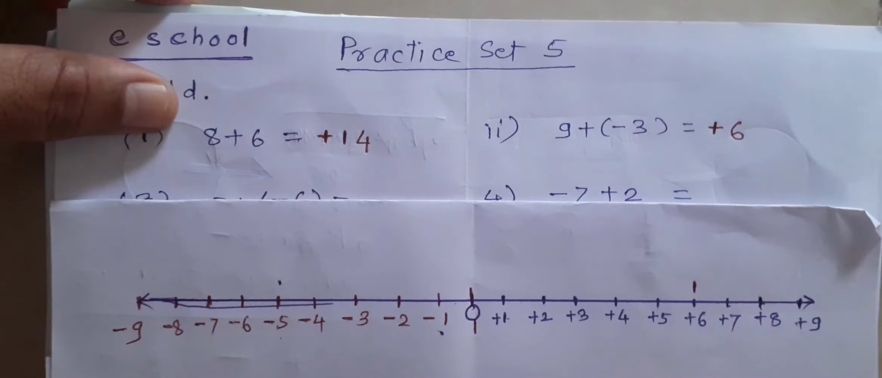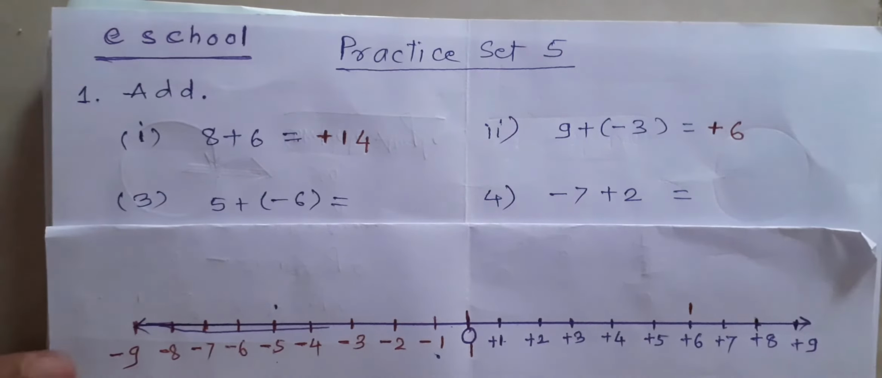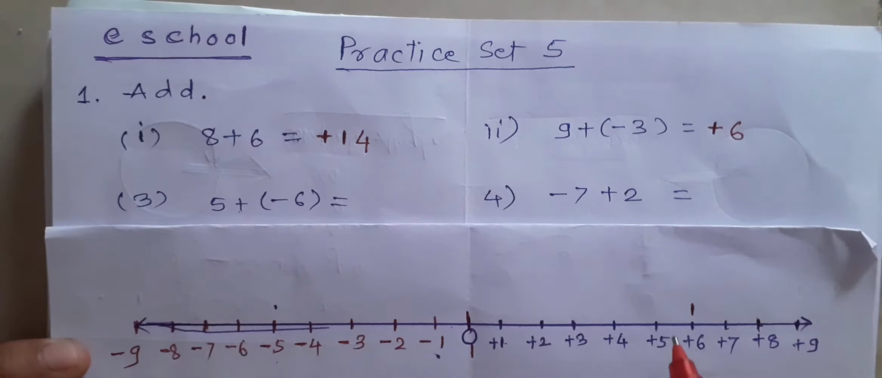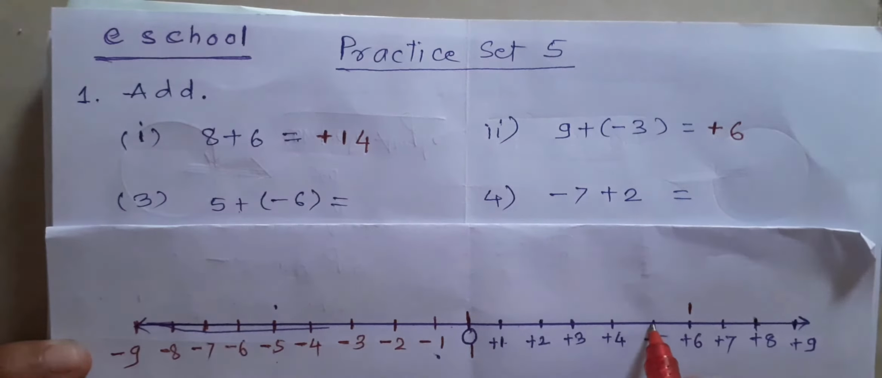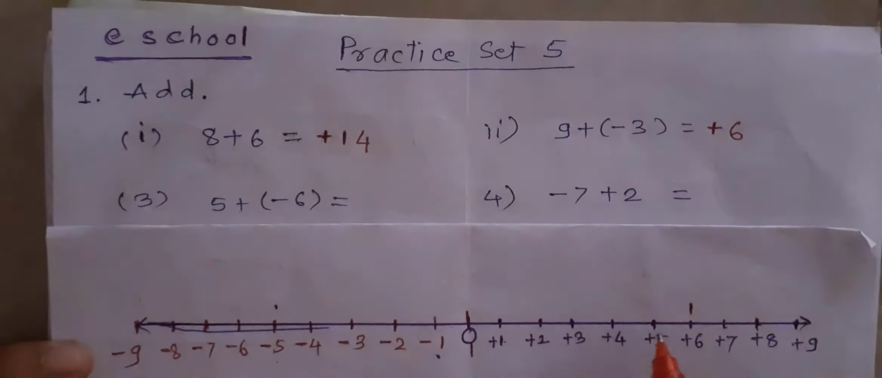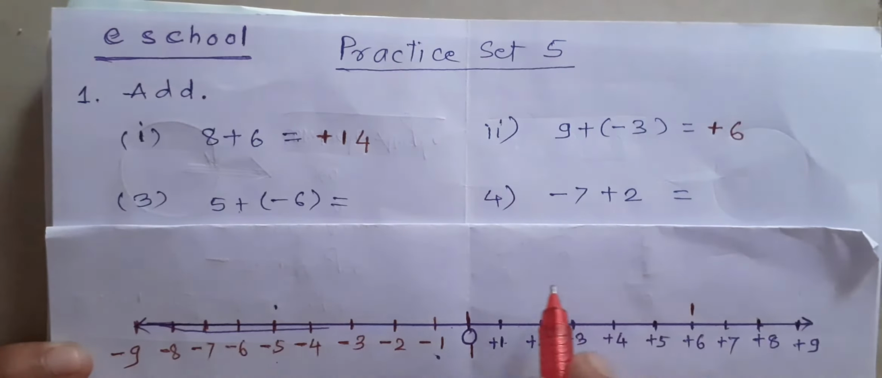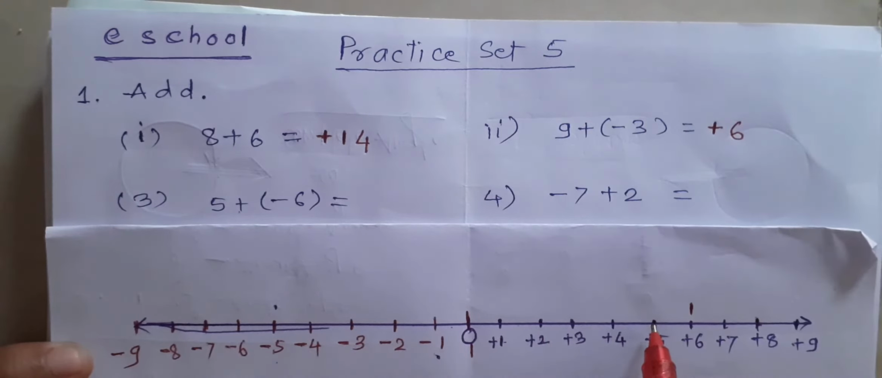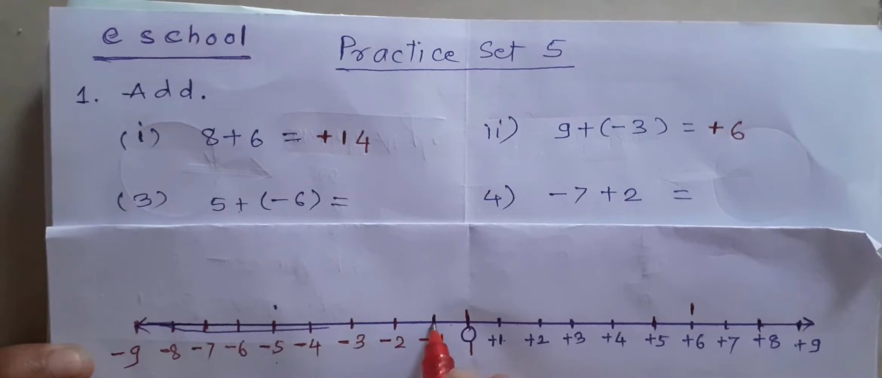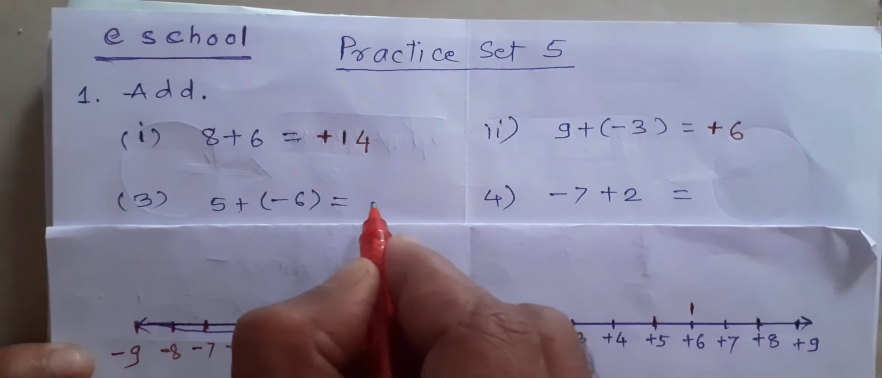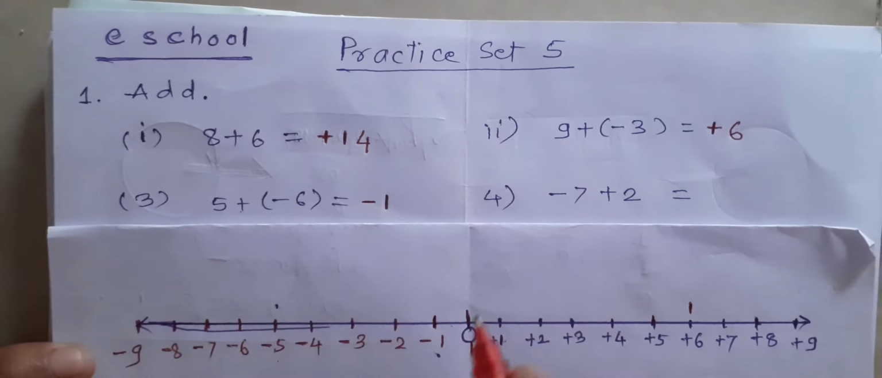Next example is 5 plus minus 6. Currently on the scale we are here at 5, but we have to add minus 6. That means we have to move to the left hand side 6 places. So here we are, this is the 1, 2, 3, 4, 5 and 6. What is the answer of 5 plus minus 6? Minus 1 is the answer.